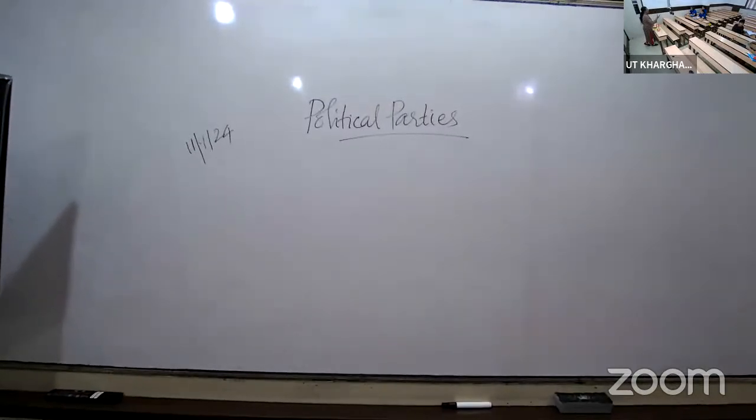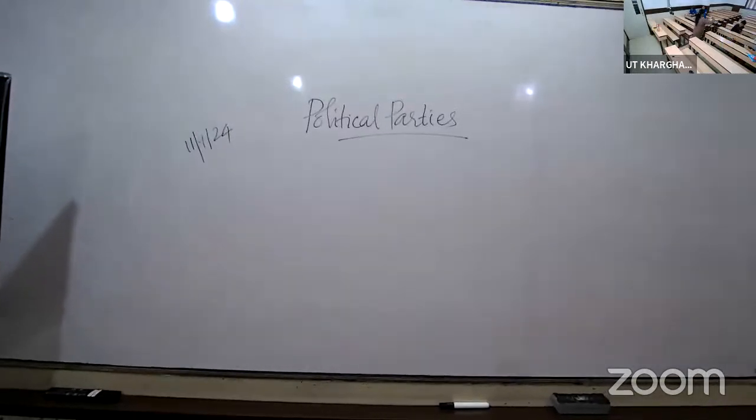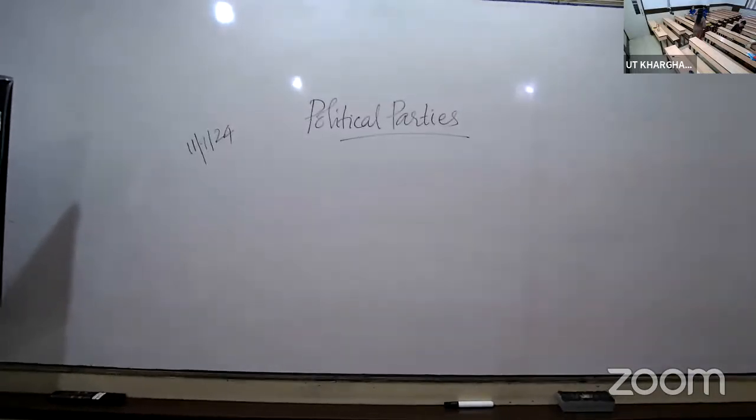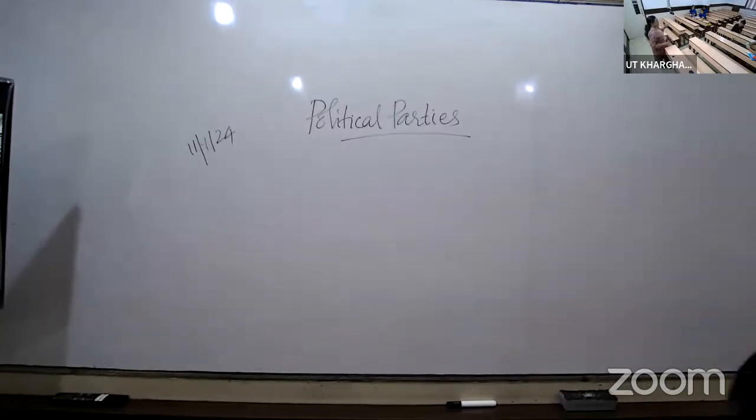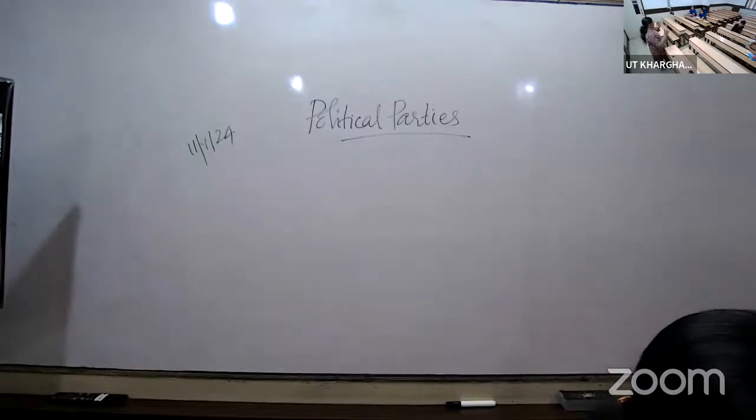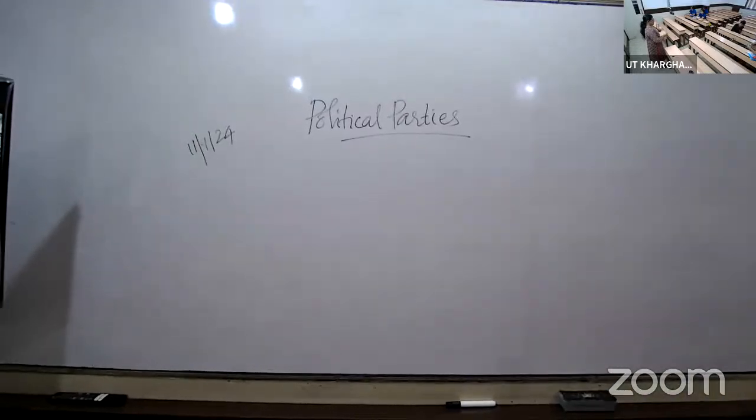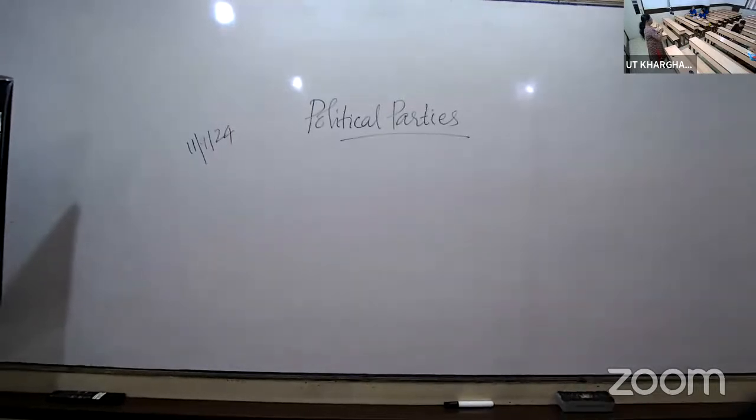Which are the components of the political party? Components are, first, the leader, then active members and followers. These are the components. Now, next we have to see the types of party systems in the world.